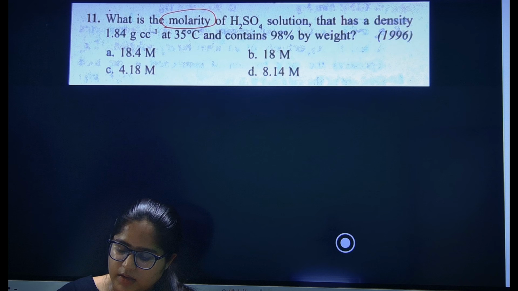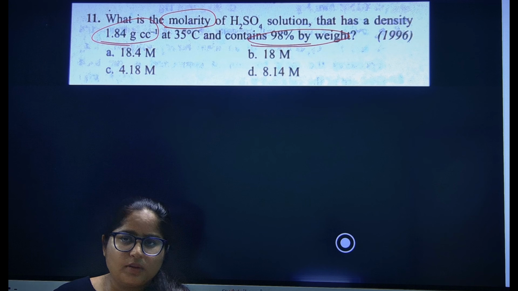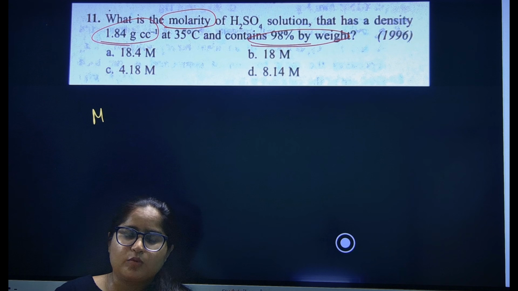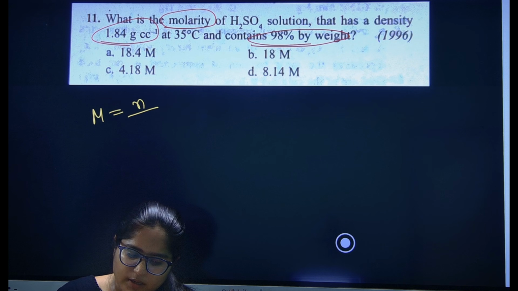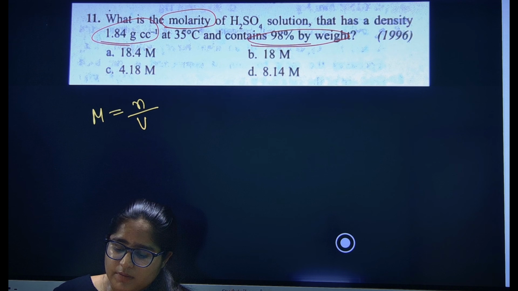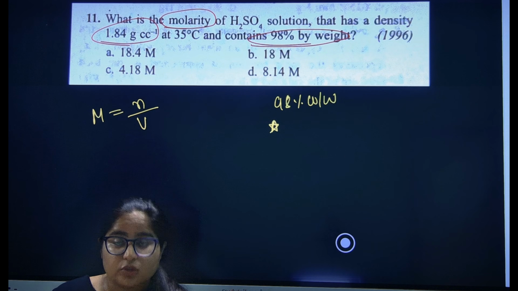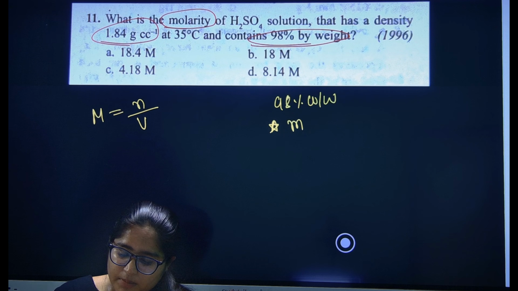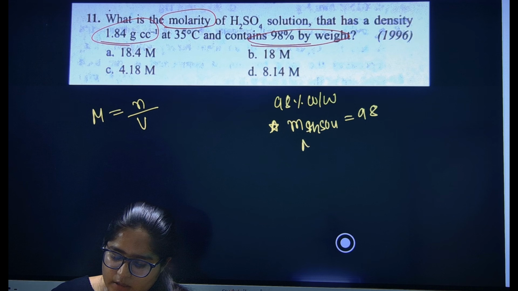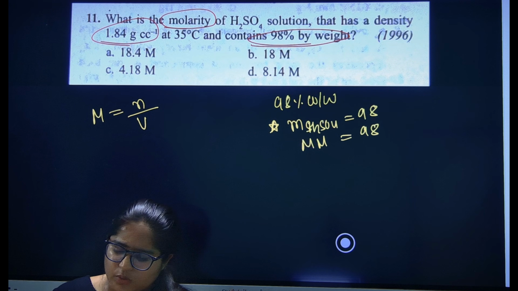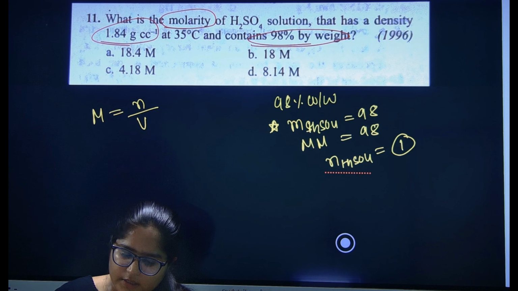What is the molarity of H2SO4 solution which has a density 1.84 gram per ml and contains 98% by weight? I think we have already solved a similar type of question, right? So M equals mole by volume. Now they have given 98%, weight by weight, which I just taught you. What is the first star point? Mass of solute H2SO4 is 98 gram. Molar mass of solute is 98, so mole of H2SO4 is 98 by 98, that is 1 mole. So I can write 1 here.